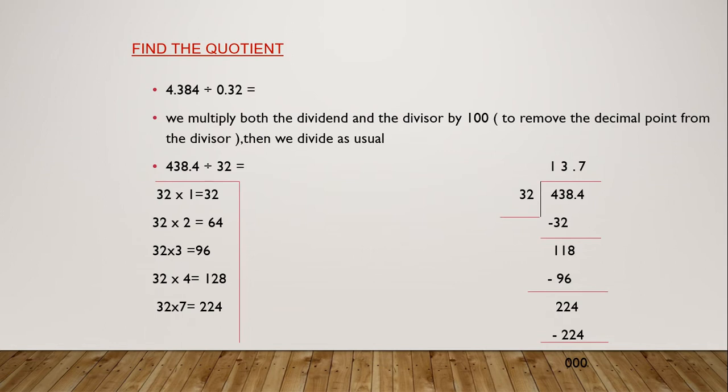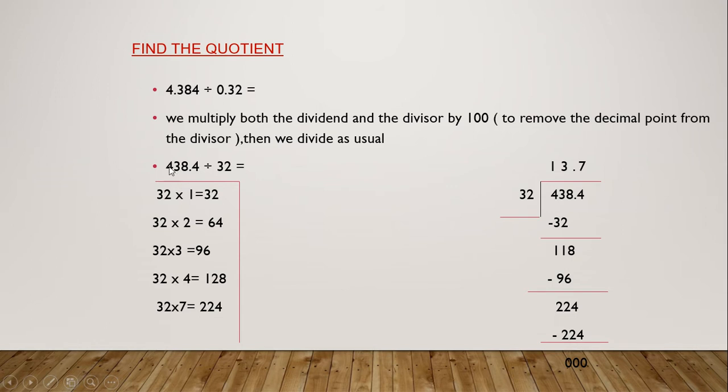To divide by a decimal, you should make the divisor a whole number. In this example, we multiply both the dividend and the divisor by 100 because we have two decimal places in the divisor. If there is one decimal place, then we multiply both the dividend and divisor by 10. Then we multiply 4.384 by 100 and 0.32 by 100, and then we divide as usual.